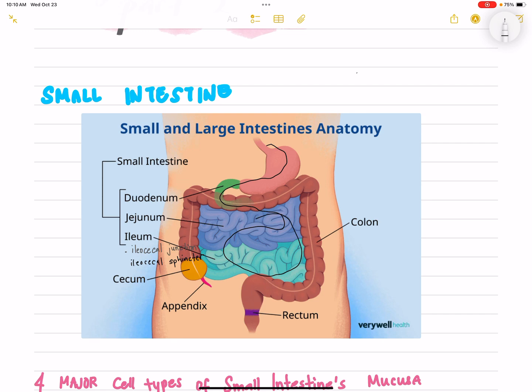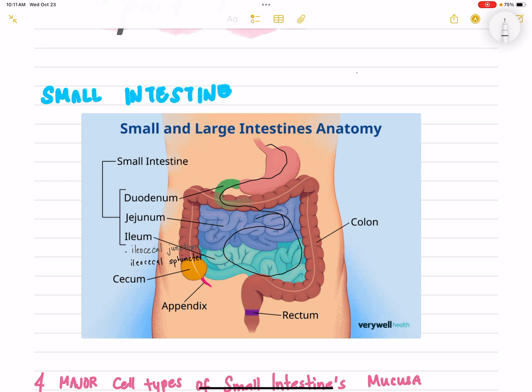Okay? So, location sang aton small intestine is sa lower part of the abdominal cavity below the stomach and surrounded by the large intestine. Its function is it absorbs nutrients and water from food and sends the remaining waste to the large intestine. The small intestine is about 20 feet long and folds many times to fit inside the abdomen. So dako siya, pero mafit siya sa sulod sang aton abdomen.